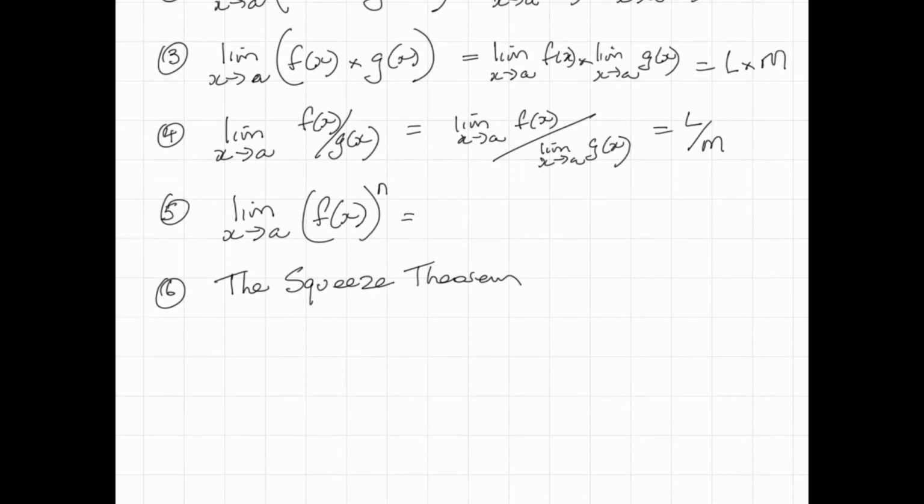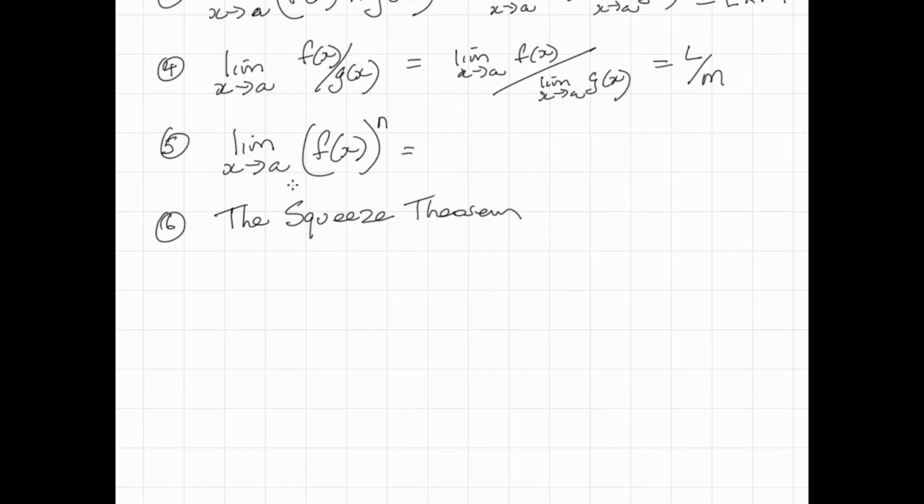Number 5, the limit as x approaches a of this function to the power of n is equal to the limit as x approaches a of f of x, all raised to the power of n. So we can either raise f to the power of n, then find the limit of that, or we can find the limit of the function, then raise that to the power of n. And that's just L to the power of n.